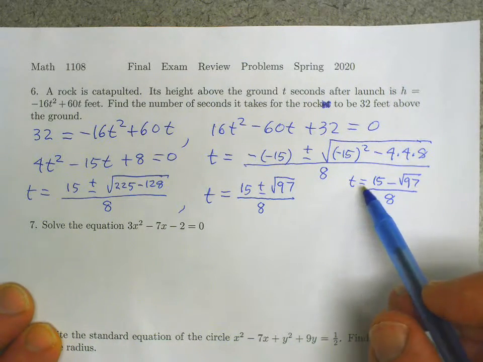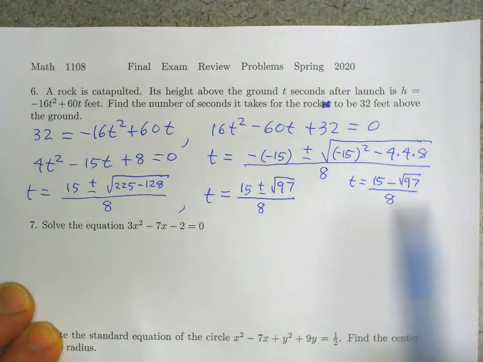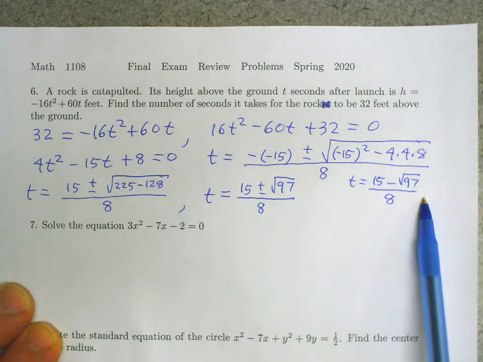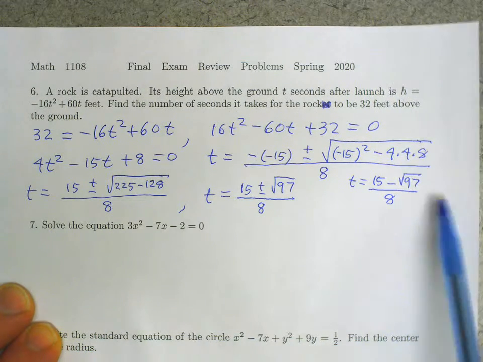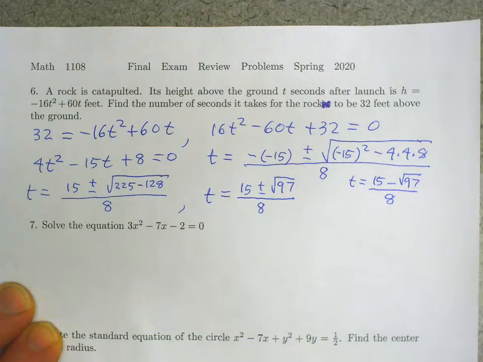So at approximately 5/8 of a second, less than a second after the rock is catapulted, it reaches a height of 32 feet.